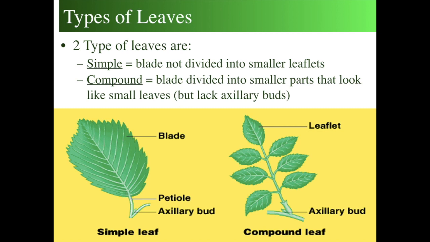This is where it detaches from the branch. Each leaflet in a compound leaf does not have an axillary bud. So in the fall, when a leaf falls off the tree, the whole compound leaf will remove itself from the tree.